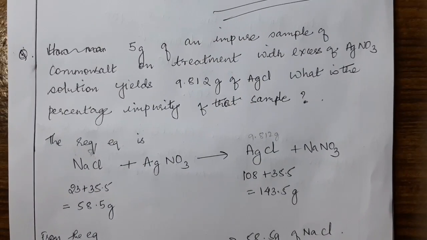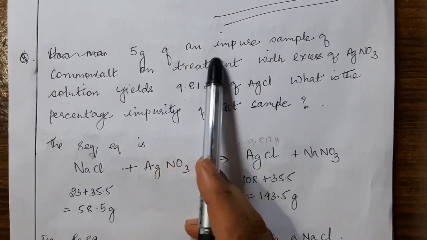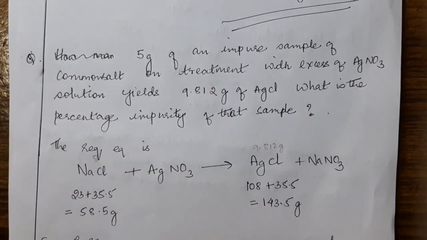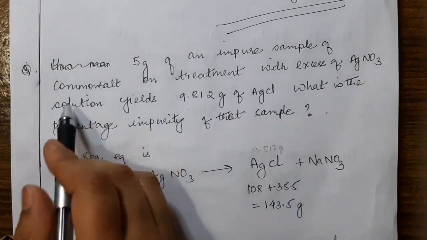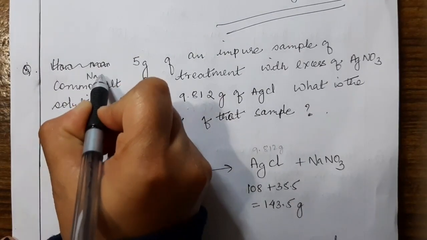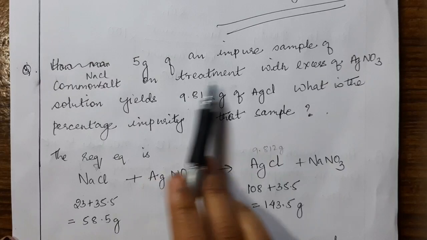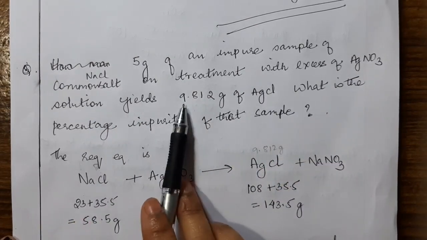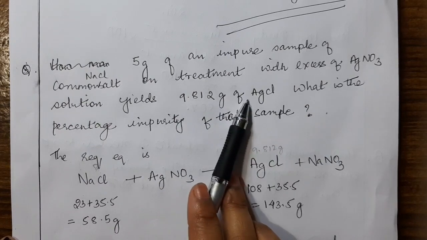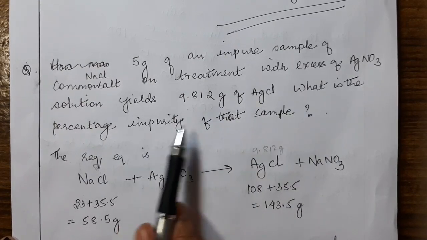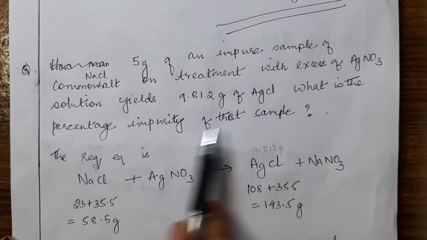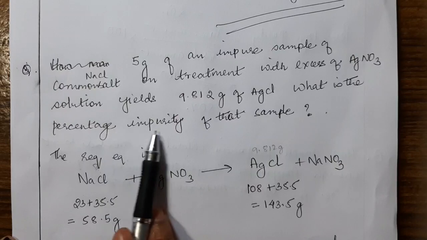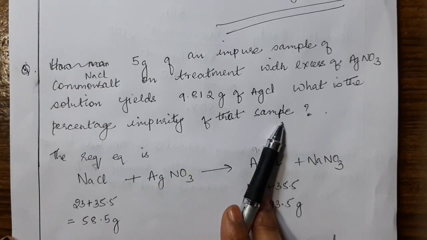Next, let's see another question. 5 grams of impure sample of common salt. Common salt, you know the formula is NaCl, on treatment with excess of AgNO3 solution gives you 9.812 grams of AgCl. What is the percentage purity of that sample? Of that sample means common salt. So it is asking you the percentage impurity of that sample.